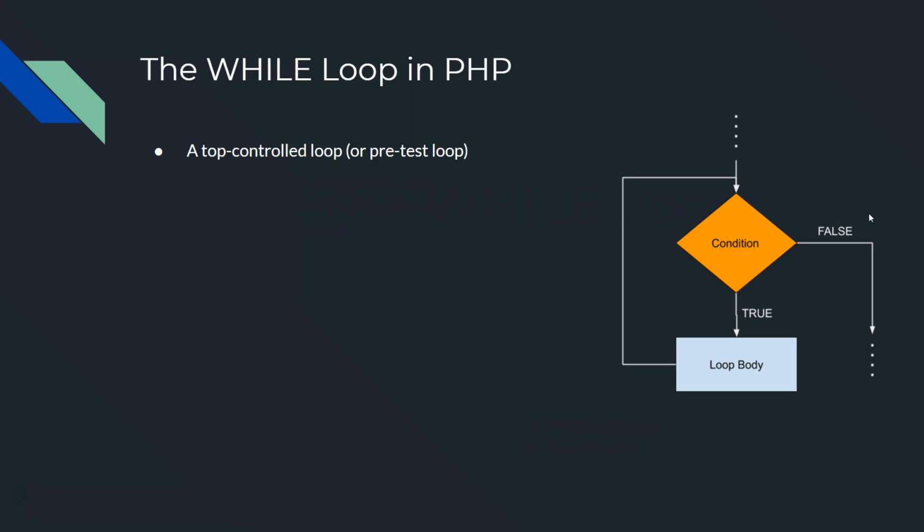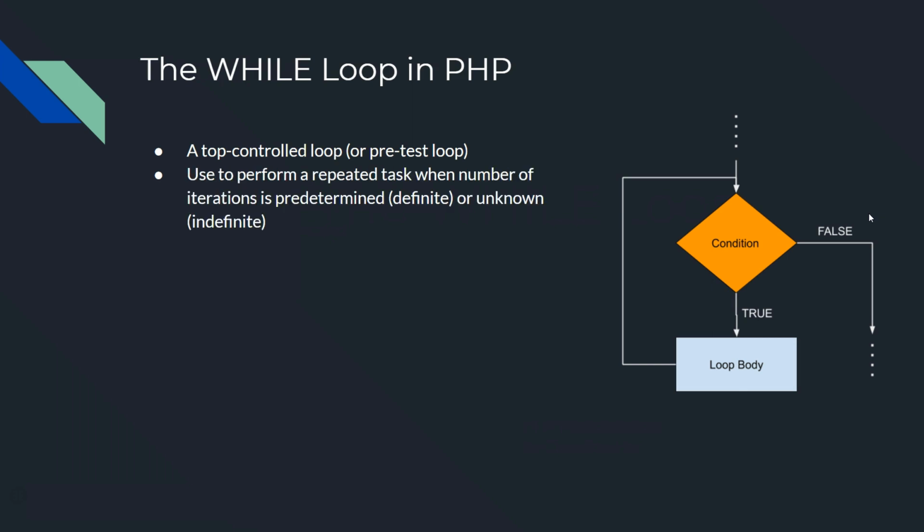The while loop has this flow chart structure, which is something you already saw in the previous videos. A while loop is what's called a top-controlled loop or a pre-test loop because you test the condition at the top of the loop. And you use a while loop when you know the number of iterations. That means the number of loops is predetermined or definite, or sometimes it's unknown, like indefinite in the case of an event. And because the loop is tested at the top, it is not guaranteed that the loop will run at all. So that's a possibility.